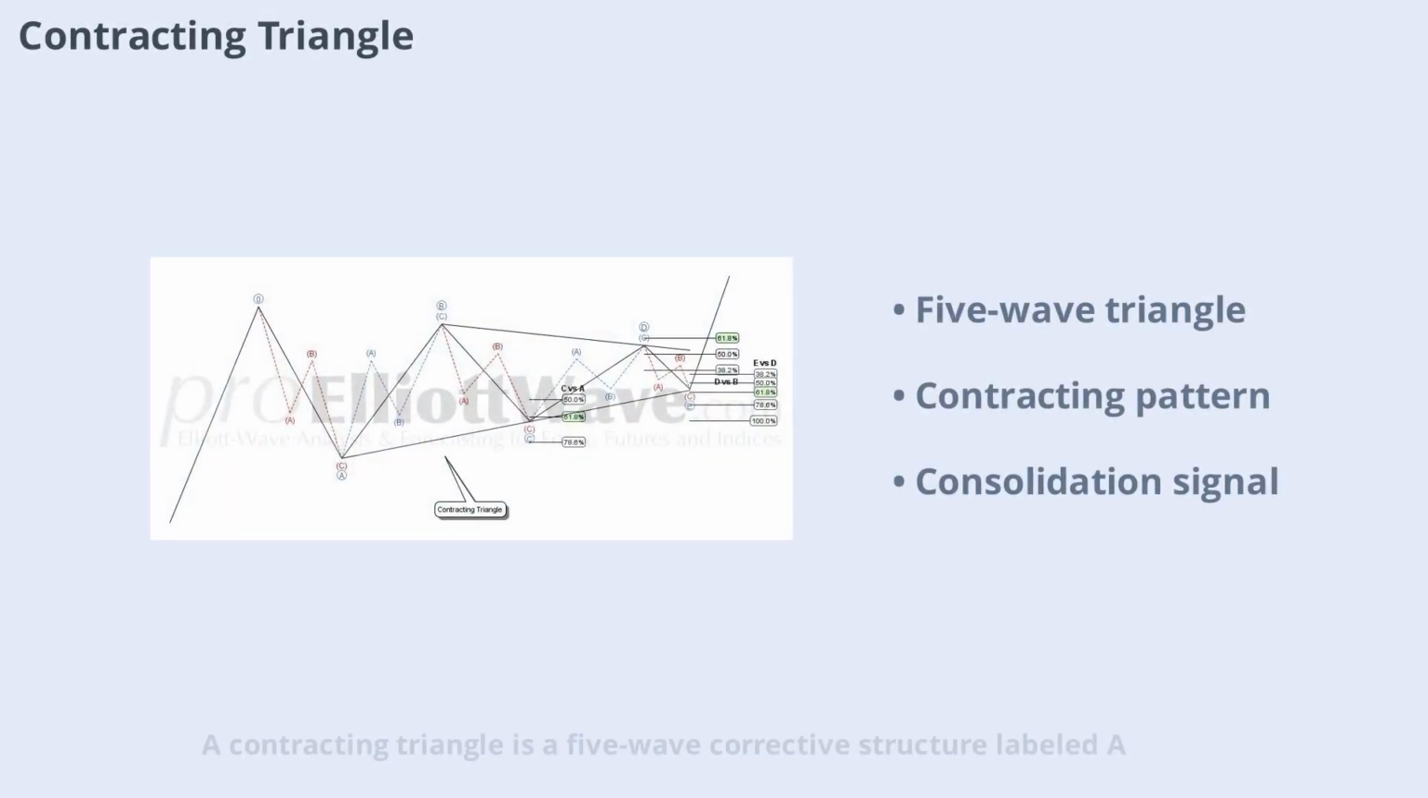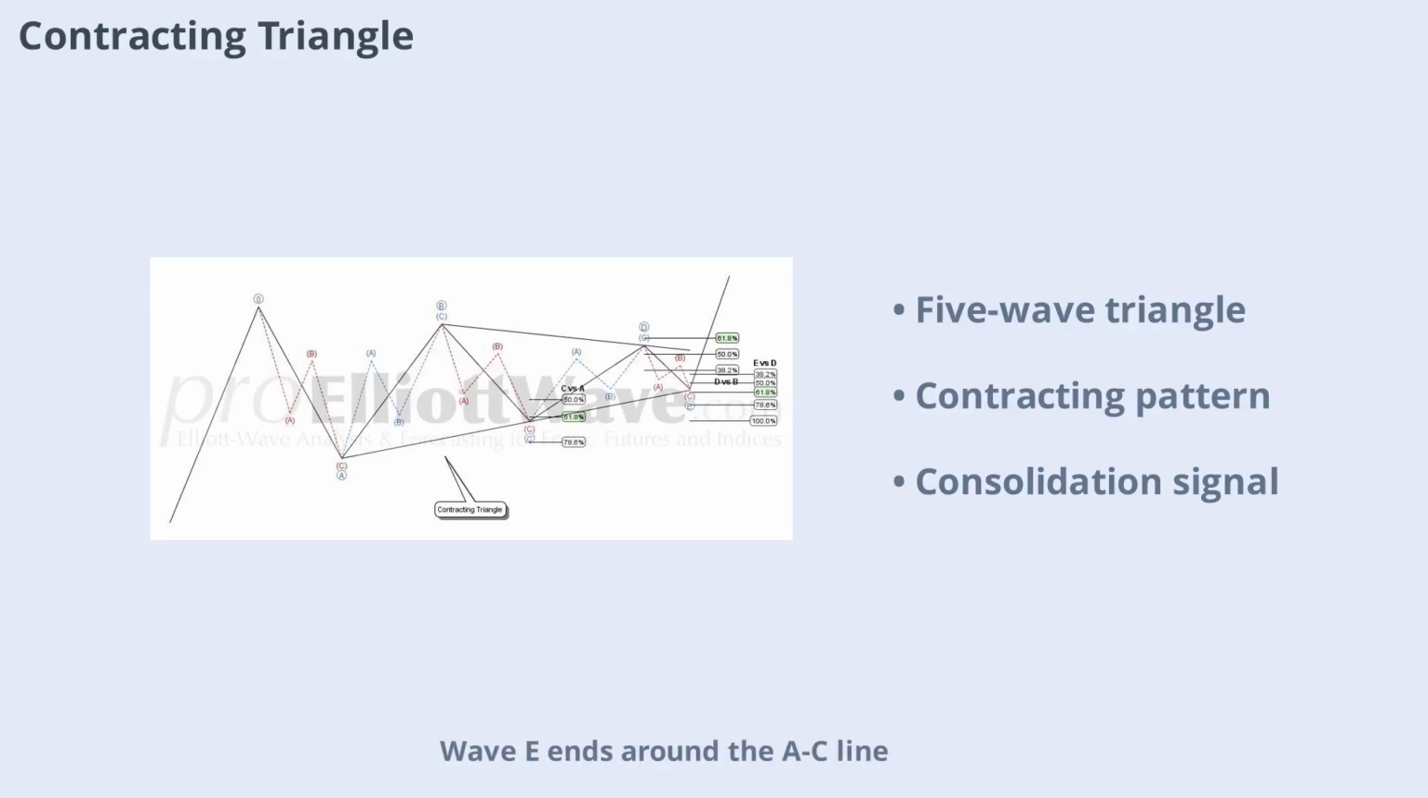A contracting triangle is a 5-wave corrective structure, labeled A, B, C, D, and E. Wave A never goes beyond the origin. The structure is 3-3-3-3-3, with at least 4 waves subdividing into zigzags or combinations. In a contracting triangle, wave C never goes beyond wave A, wave D never moves beyond wave B, and wave E never moves beyond C.